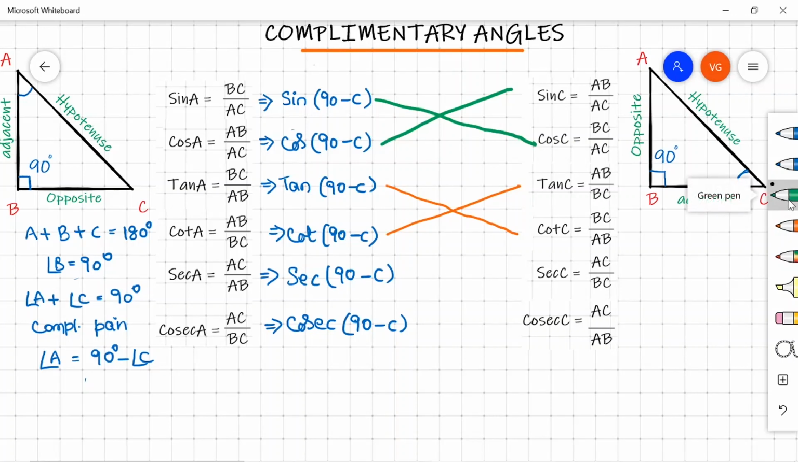See, secant 90 minus C is nothing but AC by AB, which is nothing but cosecant C. Similarly, cosecant 90 minus C, AC by BC, which is nothing but secant C, AC by BC. Right? So from here, we came to know that sin and cos are making one complementary pair, tan and cot are making one more complementary pair, and secant and cosecant is also a complementary pair.